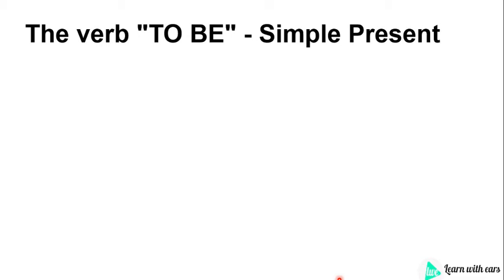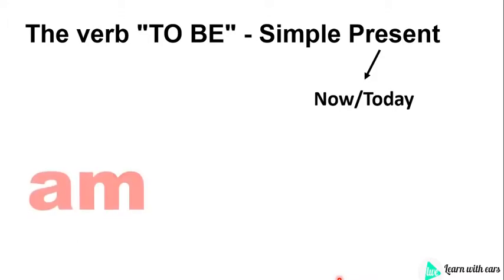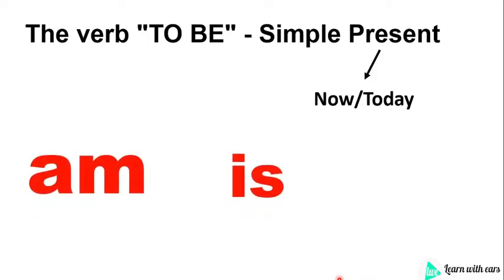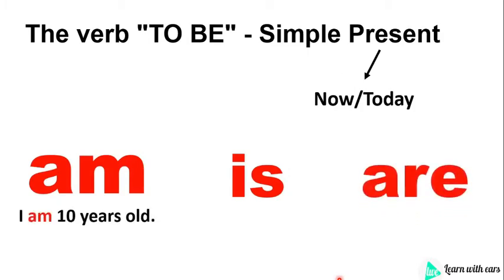So the word to be in simple present. Present means now, today. Okay? In this, we use am, is, are. I am 10 years old. So we are using am. We use am after the subject. Okay? We use am only with I.